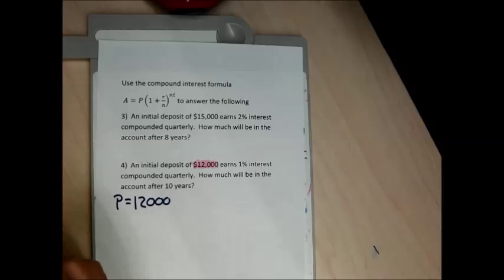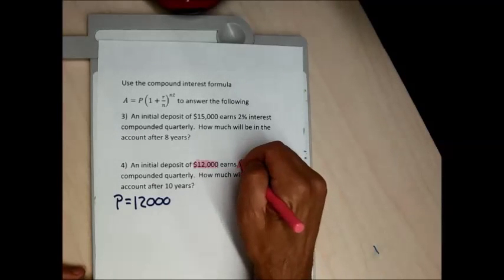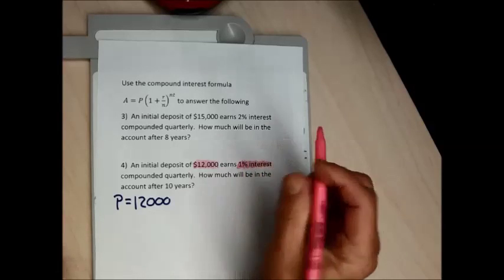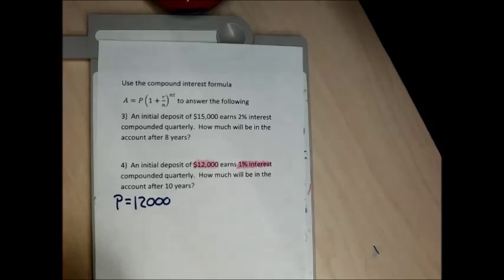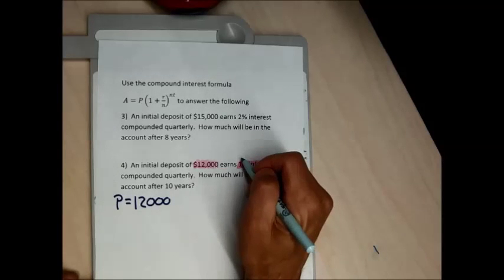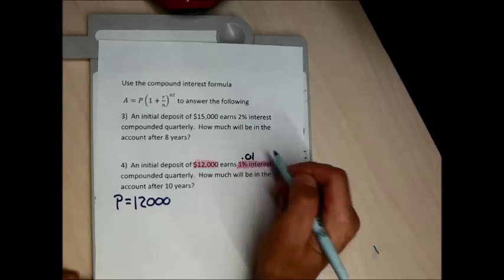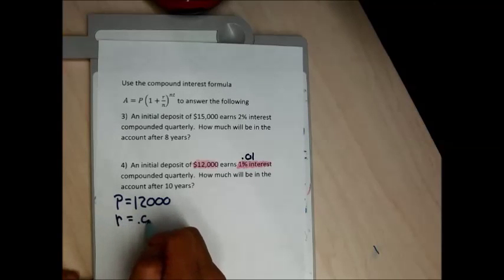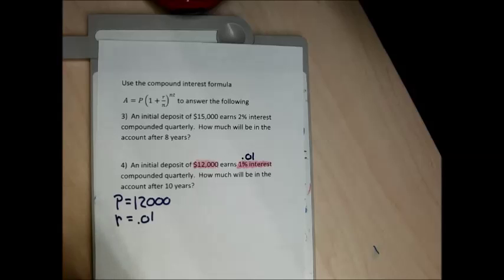The next thing I see is earns 1% interest. That's unfortunately the kind of interest you can get now, which makes your money not really grow at all. And that 1% interest is my R. I need to do the decimal form of that. The decimal form of 1% is 0.01. Into my formula, I'm going to plug in 0.01 for R.